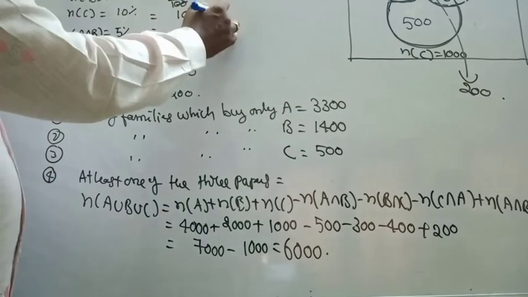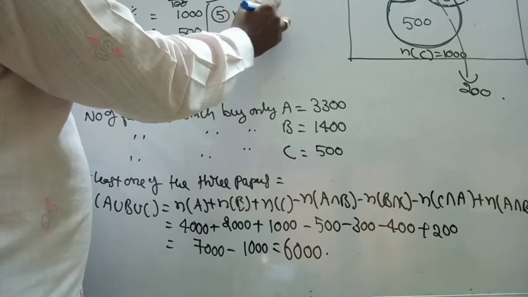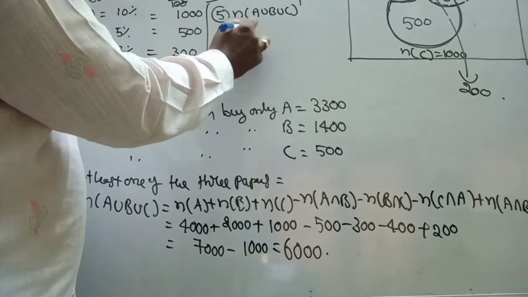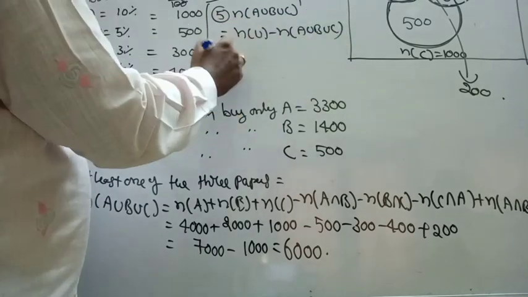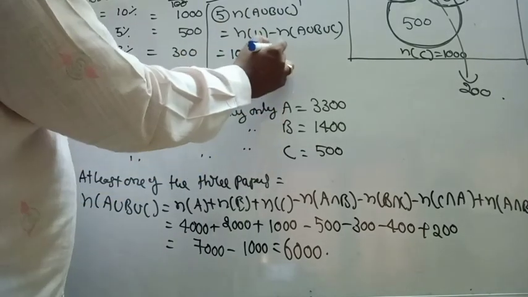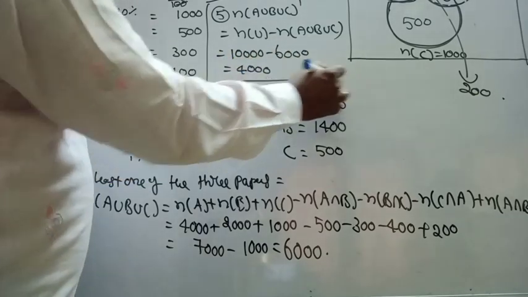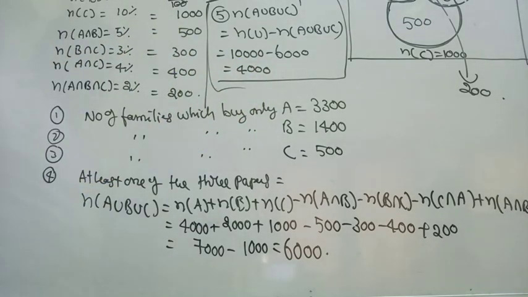Now the fifth one; there is space here, I will answer here. That is nothing but N of A union B union C whole complement. This is N of U minus N of A union B union C. N of U is 10,000, so 10,000 minus 6,000. This gives you 4,000 families not buying any of the newspapers, either A or B or C. In this beautiful way, we have solved this particular problem, my dear students.